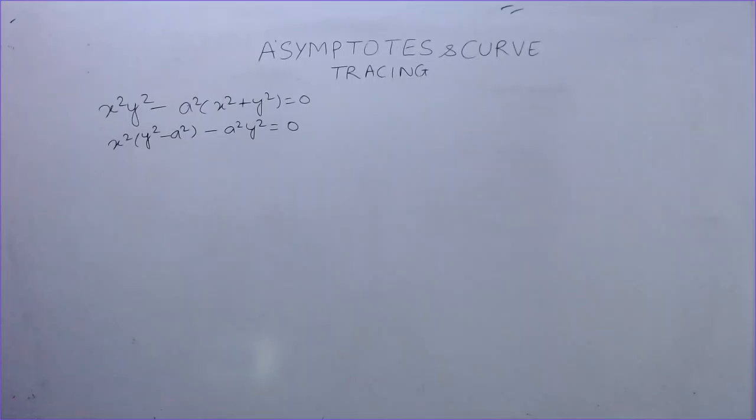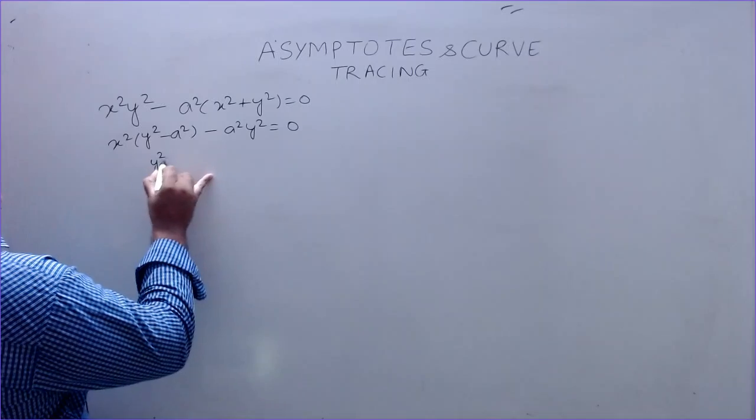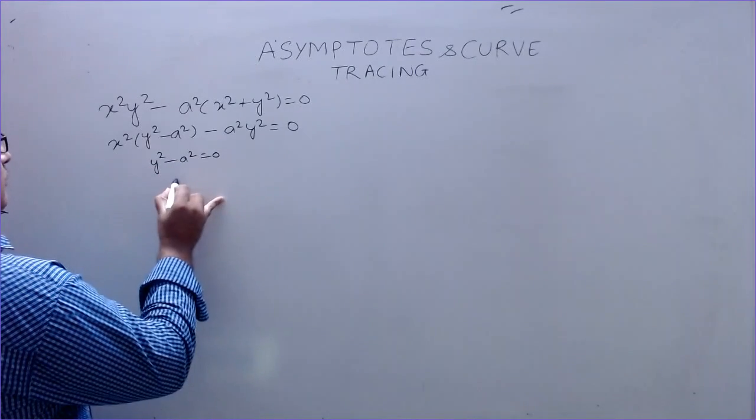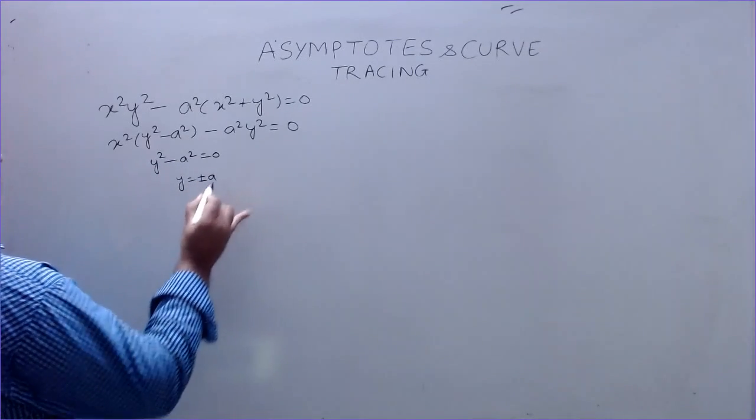Before this you should know how many asymptotes this is having at maximum. What is the degree of this equation? 2 plus 2, 4. It is a 4 degree equation, so the number of asymptotes can be at most 4. What is the highest power of x? x squared. The coefficient of the highest power of x is y squared minus a squared. If I put this equal to 0, y equals plus minus a.